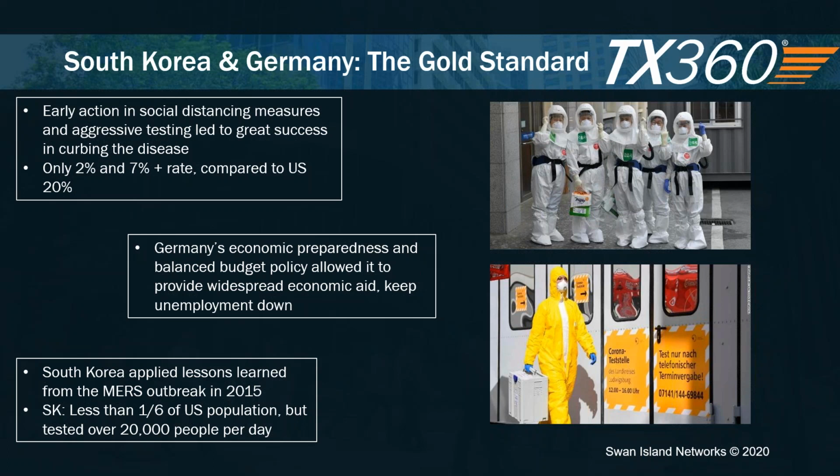Germany was economically prepared and is a proponent of the balanced budget policy, which allowed it to provide widespread economic aid and keep unemployment down. And South Korea applied lessons learned from the MERS outbreak in 2015. Despite its population being less than 1/6 of the United States' population, they tested over 20,000 people per day. Some other policies implemented in South Korea are likely to be less applicable in the United States, including several policies of tracking sick individuals using bracelets and other possibly privacy infringing policies.